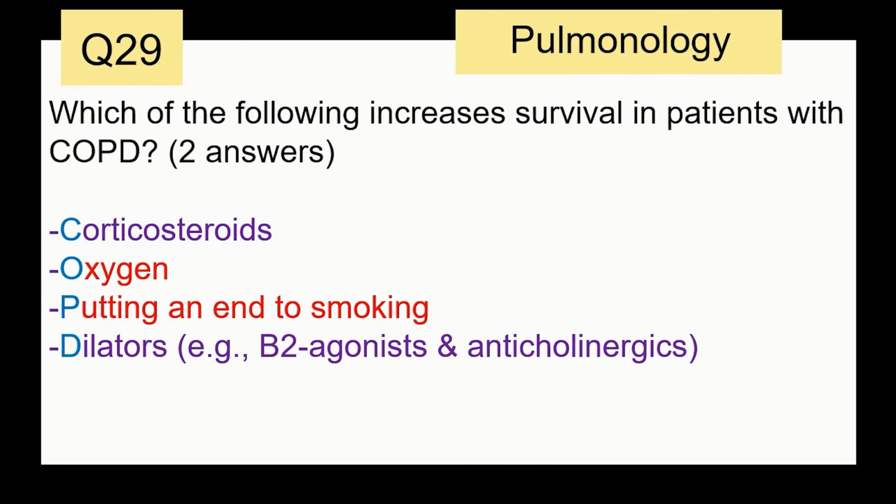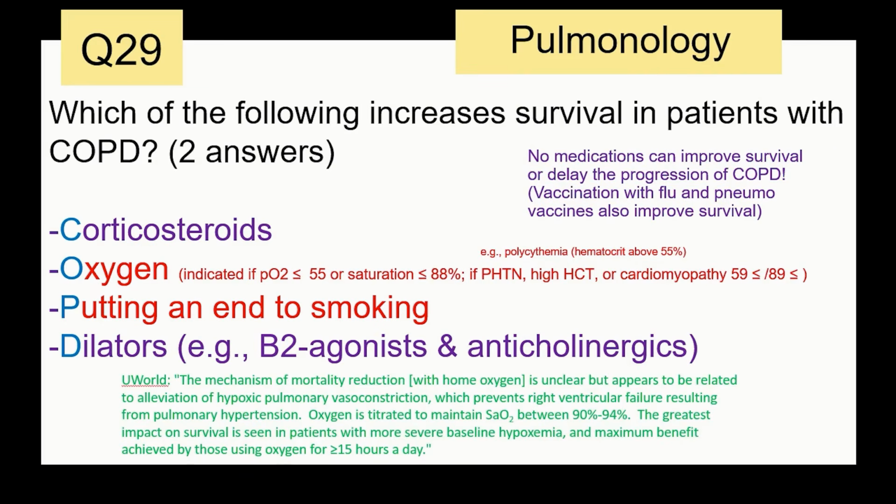Supplemental oxygen and putting an end to smoking are the best ways to increase survival in patients with COPD. In fact, these are the only two ways to increase survival in patients with COPD. Things like steroids and dilators don't help with survival, they just help with symptoms. But to increase survival: oxygen, and stop smoking. You can take a look at these notes over here.